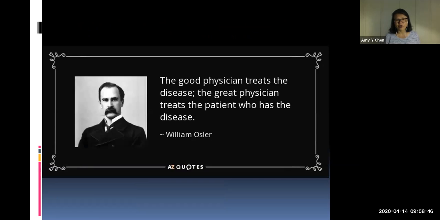So in summary, the good physician treats the disease, the great physician treats the patient who has the disease. And I think this is something that we all need to remember as we move forward.